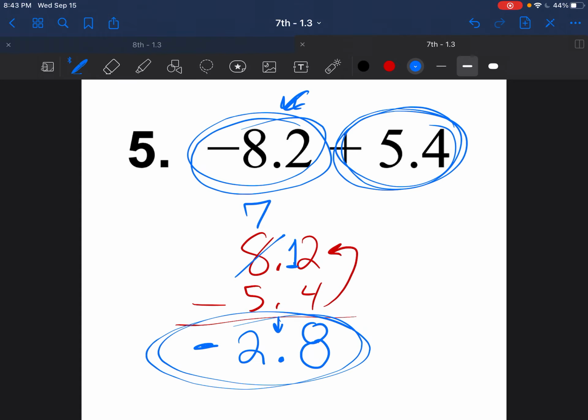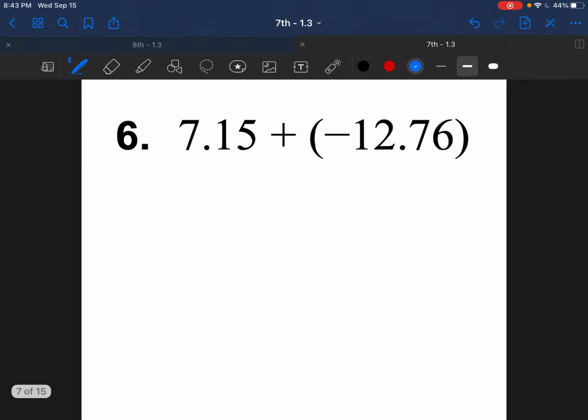All right, let's try another one. Same style, same steps. Again, I would like you guys to press pause on these questions, try to answer them on your own, and then if you have to, just fast forward me, especially if you got the answer right. All right, so I'll give you guys the answer for number 6. The answer is negative 5.61. So if you got it, just fast forward because that means you know how to do it.